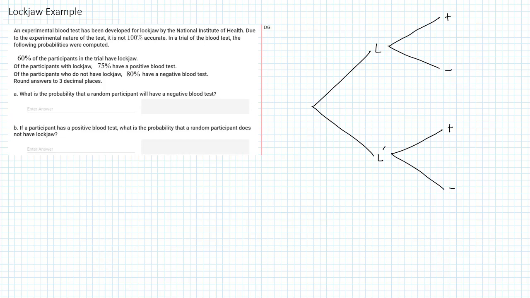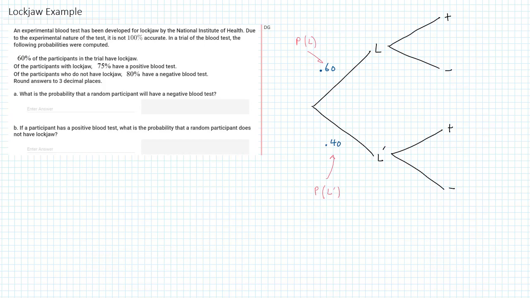They said 60% of the participants in the trial have lockjaw. So on this branch up to L, I'm going to put 0.60. In other words, that's the probability of having lockjaw. Now, if the probability of having lockjaw is 60%, the probability that they don't have lockjaw is going to be 0.40. So this bottom part down here is the probability of not having lockjaw. Remember, these probabilities from each branch should always add up to 1.